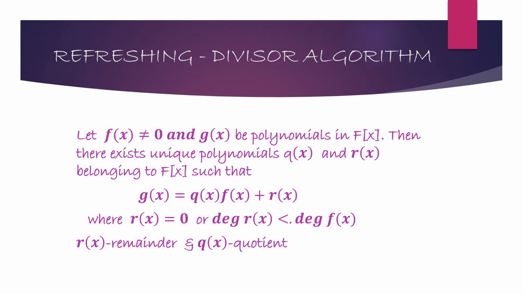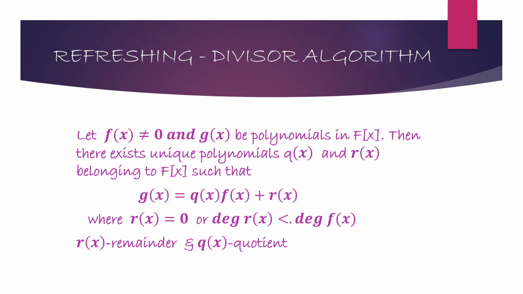So let f of x not equal to 0 and g of x be two polynomials in capital F of x. Then there exist unique polynomials q of x and r of x belonging to capital F of x such that g of x is equal to q of x into f of x plus r of x. So g of x is the dividend, that is the term which is going to be divided, and f of x is the divisor, the term which is going to divide.